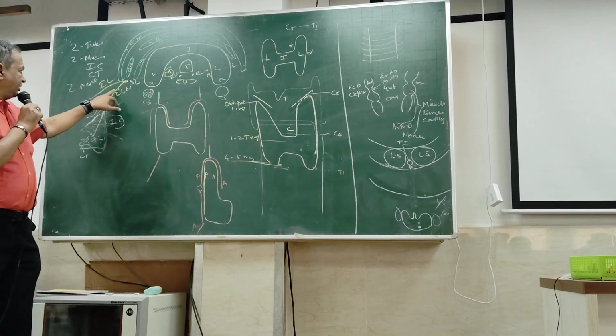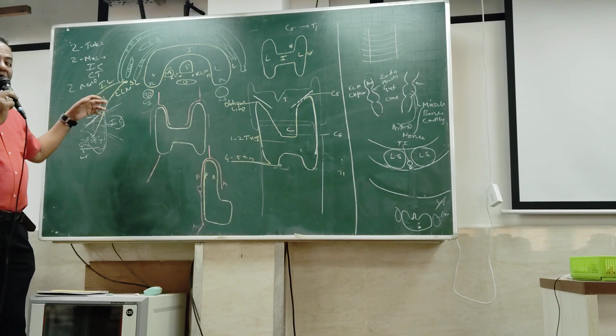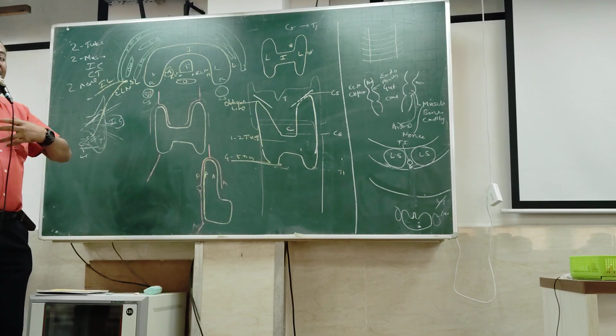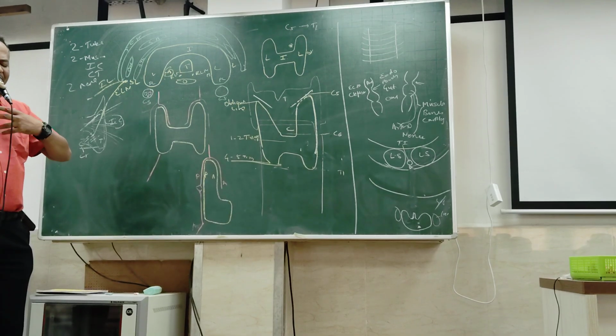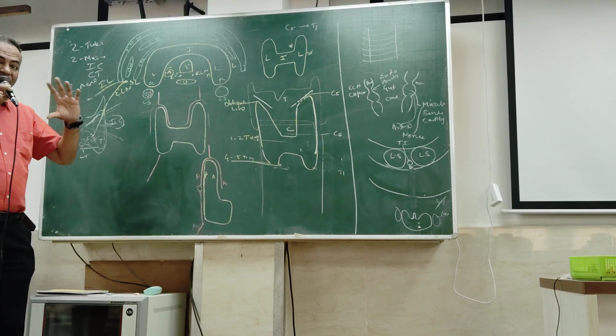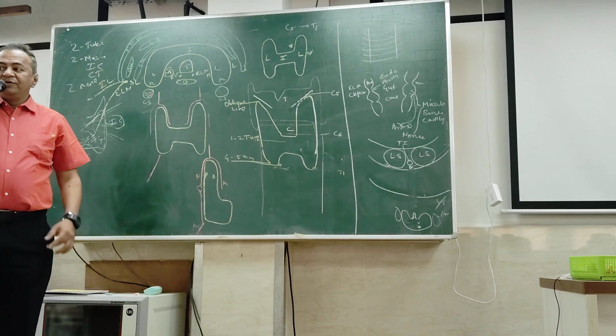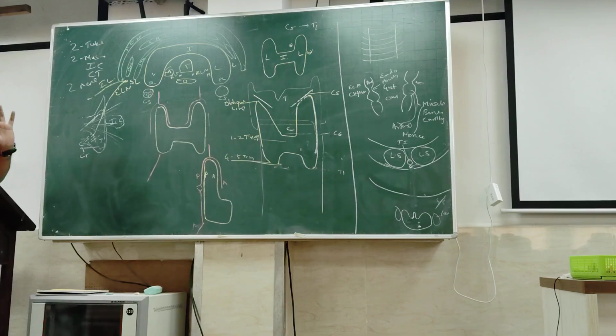So superior divides into external and internal. Internal pierces the thyroid membrane and is sensory to the larynx, sensory to the lower part of the pharynx, lower part of the upper larynx.